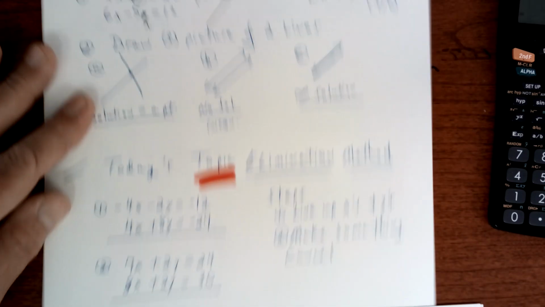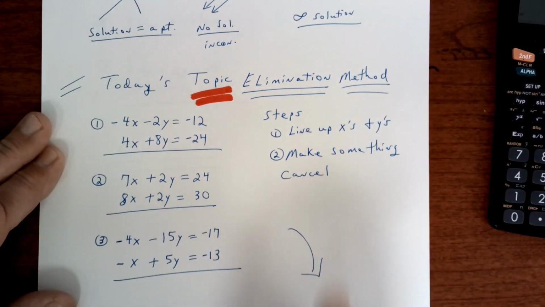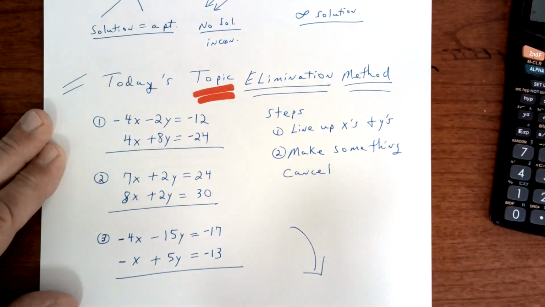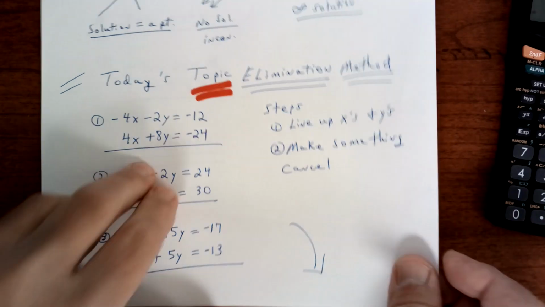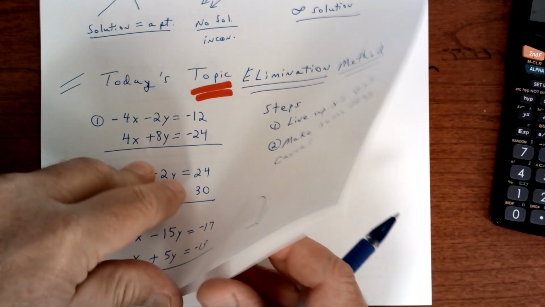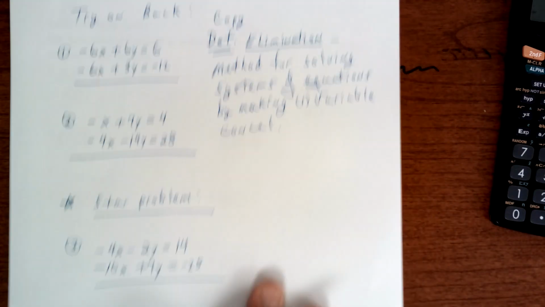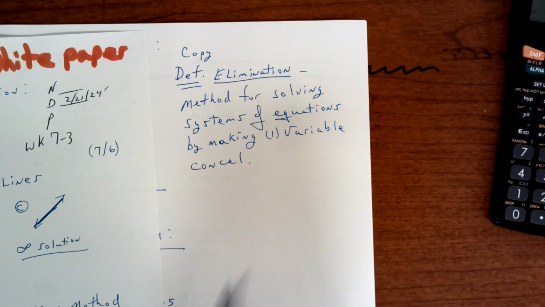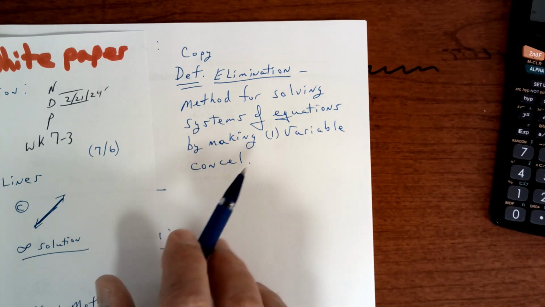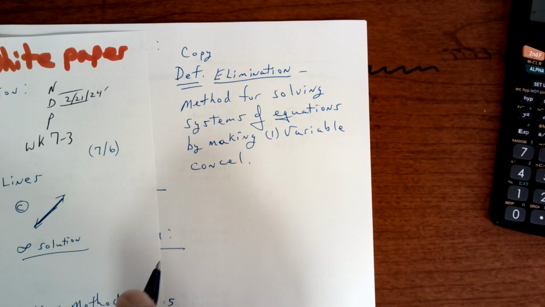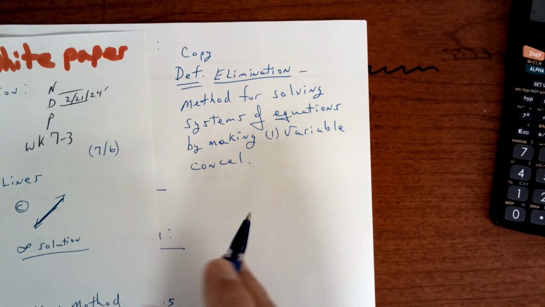Today's work, we're dealing with elimination. So copy this down on your white paper here. All right, so what is elimination? Let's define what that is. I have it right here, and I want you to write down this definition. Elimination method for solving systems of equations is by making one variable cancel. Write that down. You're going to eliminate one of the variables. Okay?